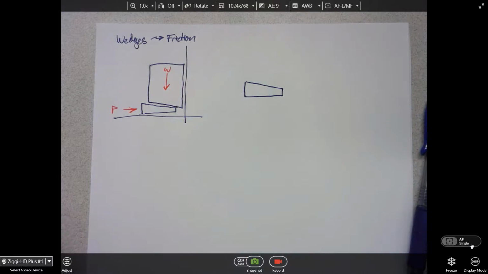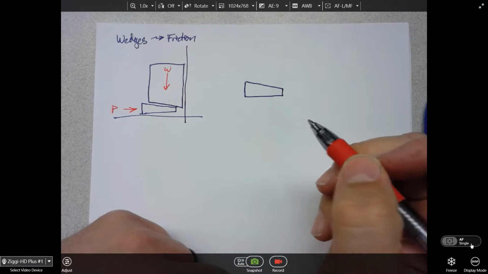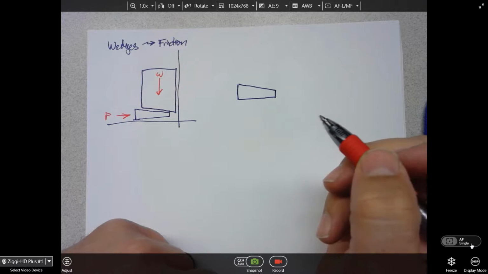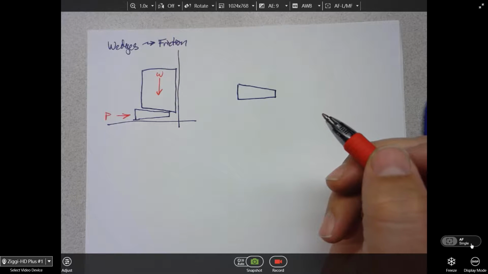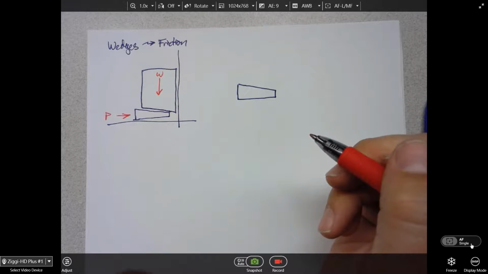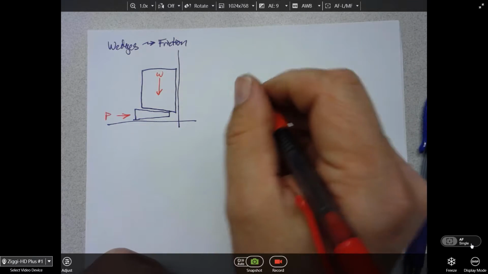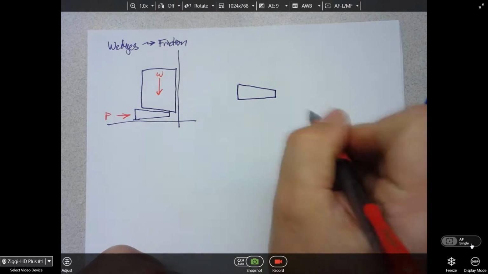what forces act on the wedge? And most of the time we, by the way, say that wedges are weightless. Wedges are weightless. It's fun to say quickly.